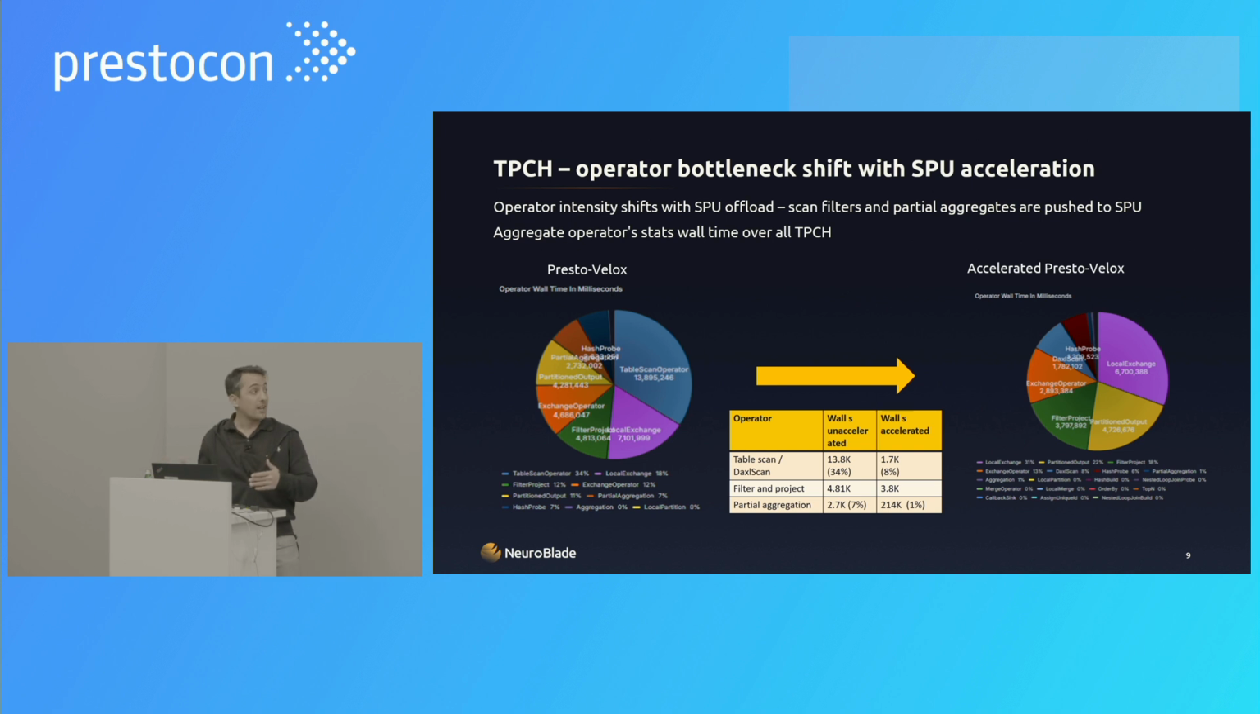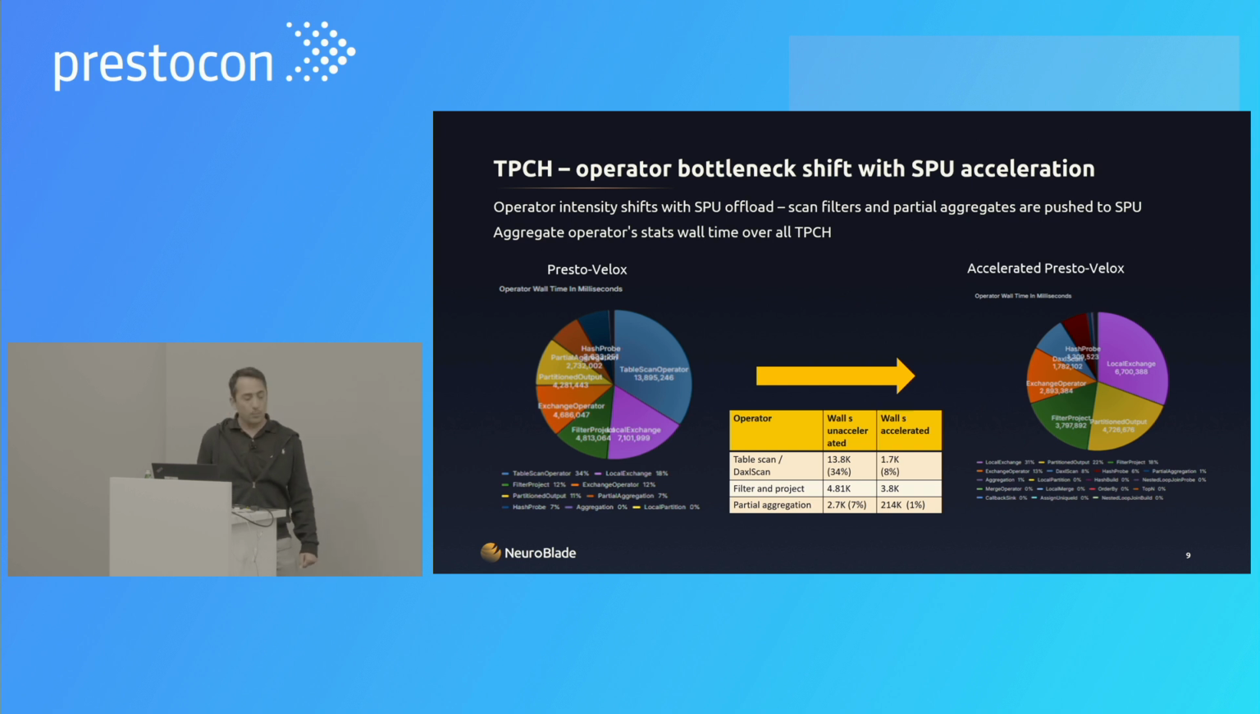On the right-hand side it doesn't exist, because it has all been offloaded into the SPU. The total wall time of this operator was reduced drastically from 13K seconds to 1.7K seconds. Again, I'll emphasize that the Daxel scan operator hides behind it all the other operators that were offloaded as well. We see the filter and project, where there is some offload. The difference between 4.8K and 3.8K is the filters and projects that have been pushed down and are running on the SPU. Partial aggregations have more or less been totally pushed down into the SPU.